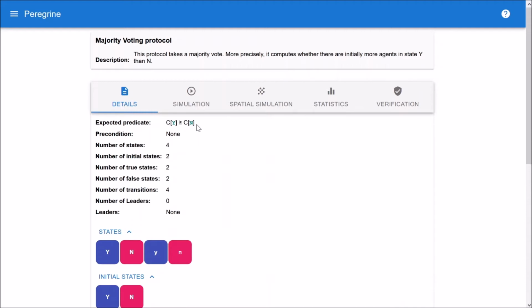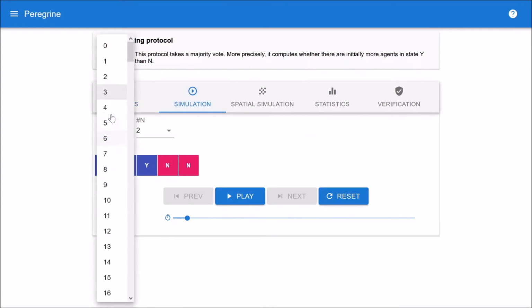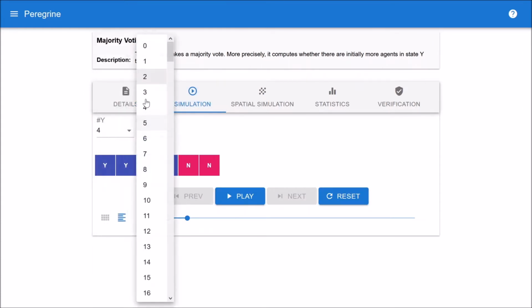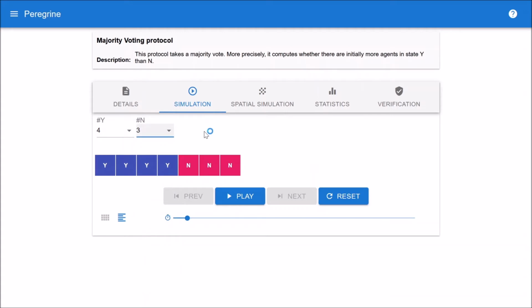Let's say we start in a configuration with 4 yes agents and 3 no agents. For us as an outside observer, it is easy to see that there are indeed at least as many yes agents as no agents. However, all the agents need to come to this very same conclusion just by interacting according to the transitions.